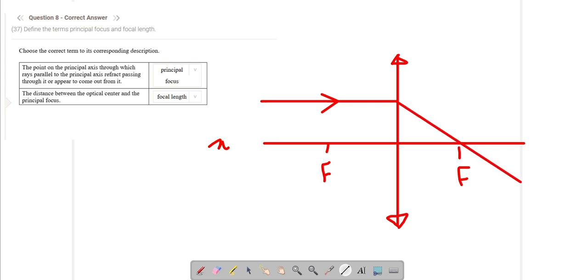If you remember, we used to use this ray to find the image of an object in the cases. So this point through which it passes is known as F, or the principal focus. Again, you should just know this. And the distance between the optical center, which is O, the origin, and the principal focus F is known as the focal length. That's all you need to know.